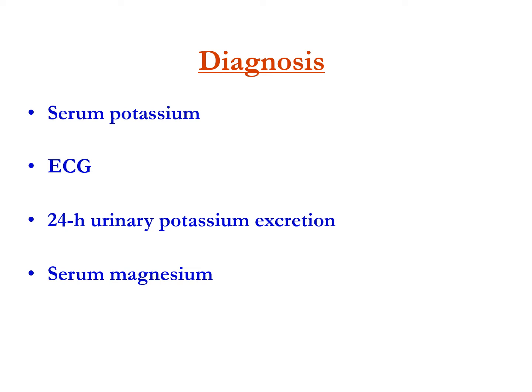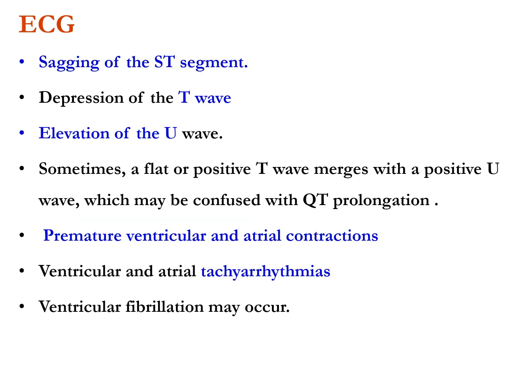How to diagnose a case of hypokalemia? As we do in our case, we do serum potassium and ECG. In some cases we may need to do 24-hour urinary potassium excretion and serum magnesium. Many ECG changes can be found in a hypokalemic patient, including sagging of the ST segment, depression of the T wave, elevation of the U wave or prominent U wave as in our patient, many premature ventricular and atrial contractions, ventricular and atrial tachycardia, and even ventricular fibrillation may occur.